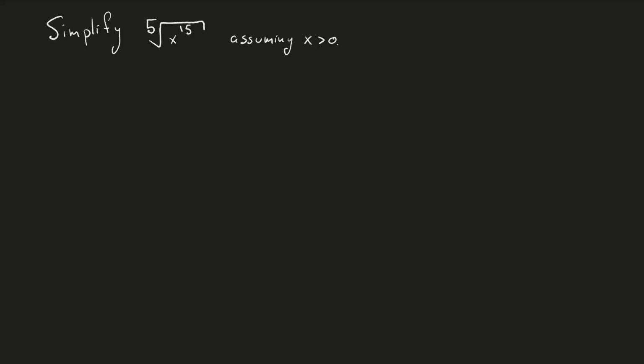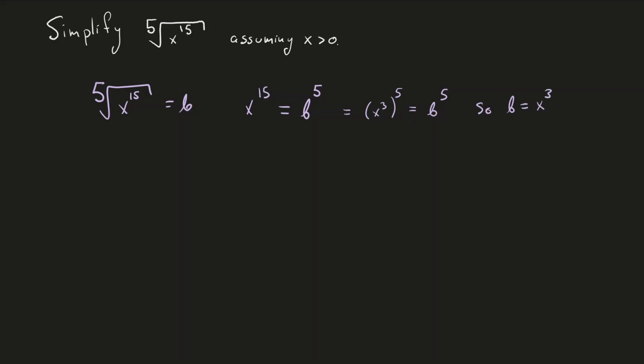So in order to simplify this, let's remind ourselves that we would write the fifth root of x to the 15th is equal to b. This would convert to x to the 15th is equal to b to the fifth power. So then the question is, what to the fifth power gives us x to the 15th? We recognize this as x cubed to the fifth power is equal to b to the fifth power. So we get that b is equal to x cubed. This is again assuming that x is positive. So the fifth root of x to the 15th is x cubed.